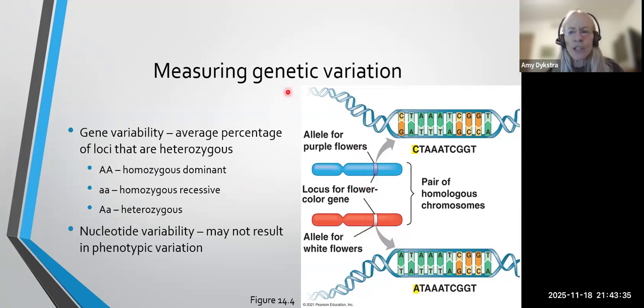So one way of measuring genetic variation among individuals in a population would be the average percentage of loci that are heterozygous within that entire population.